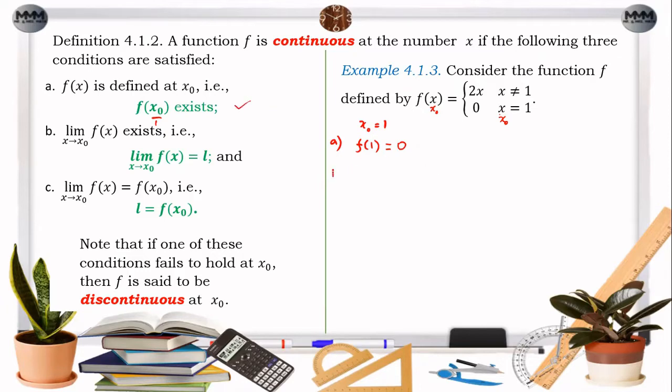Okay, let's have now the second condition. Let's try to show the limit of f of x where x approaches 1 because our x sub 0 is equal to 1. So let's have here the limit of f of x as x approaches 1. Now take note here, when x approaches 1, it means x is not equal to 1, meaning x is less than 1 and x is greater than 1.